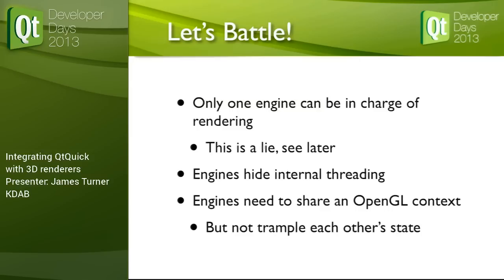And then we have the battle. OpenSceneGraph's world is great. It's in charge, it creates context, it schedules threads, it updates things, it culls things, renders them. QtQuick 2 also creates the threads and context and schedules things and builds scene graph nodes and renders them. And only one engine can be in charge of rendering. This is actually a lie, as we're going to see later. But for now, let's pretend only one engine can be in charge. And both the engines hide their internal threading. But if you want to share the rendering, they need to share an OpenGL context. They need to not trample each other's OpenGL state. And certainly need to be able to put it back to a sane state so they can both work.